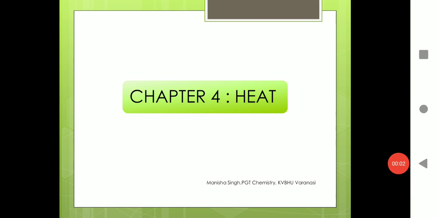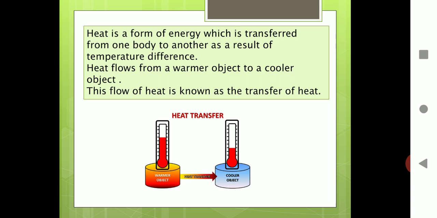In this lesson, we are going to talk about heat and how it is transferred from one object to another. So, what is heat? Heat is a form of energy which is transferred from one body to another as a result of temperature difference. It means that if there are two objects, two bodies which differ in their temperature, then heat in the form of energy will be transferred from one body to another.